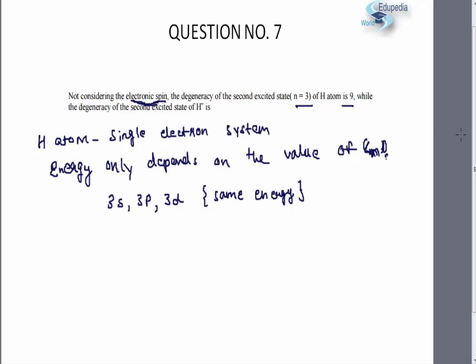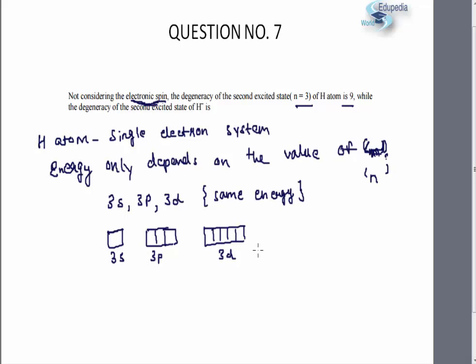And if this is the case, I'll rewrite it again. It only depends on the value of n. It is independent of L. And if so be the case, the total number of orientations, that is the total number of orbitals, will be 1 in 3s, 3 orbitals in 3p, and 1, 2, 3, 4, 5 orbitals in 3d. This is your 3s, this is your 3p, and this is your 3d.